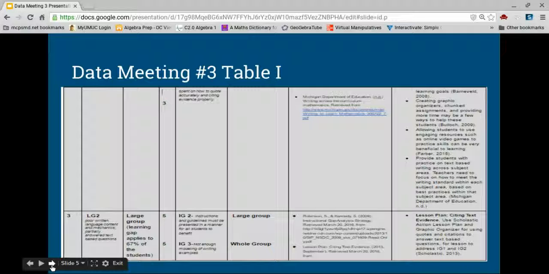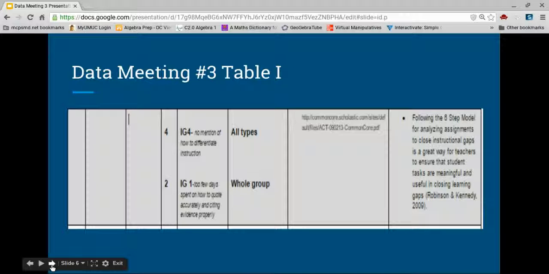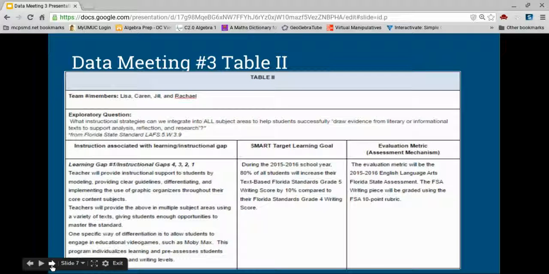Here you see Table 1, where we found that all of our learning gaps connected back to our instructional gaps. Throughout our data meeting, we also referenced our original artifact tracking sheet to guide us in filling out Table 1. Next, we focused on Table 2, in which we developed SMART goals for each of our learning gaps.